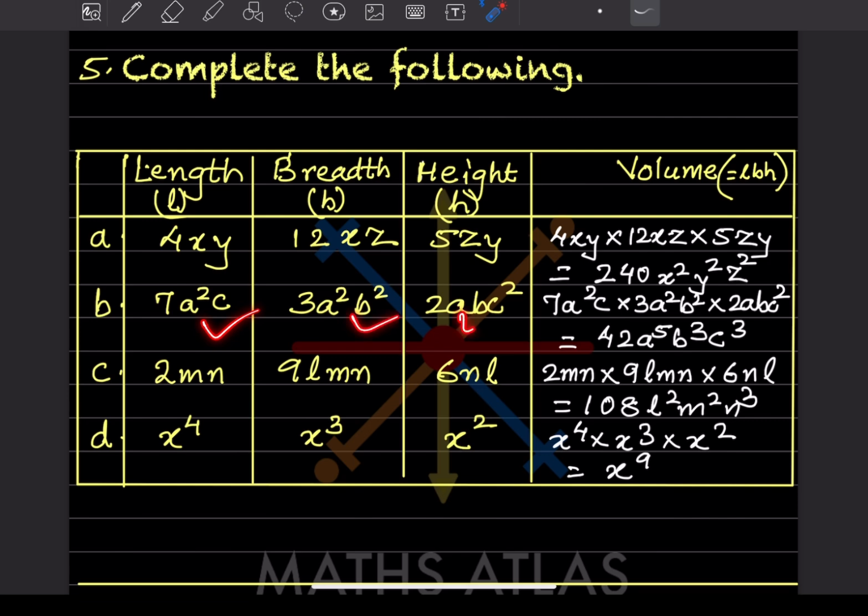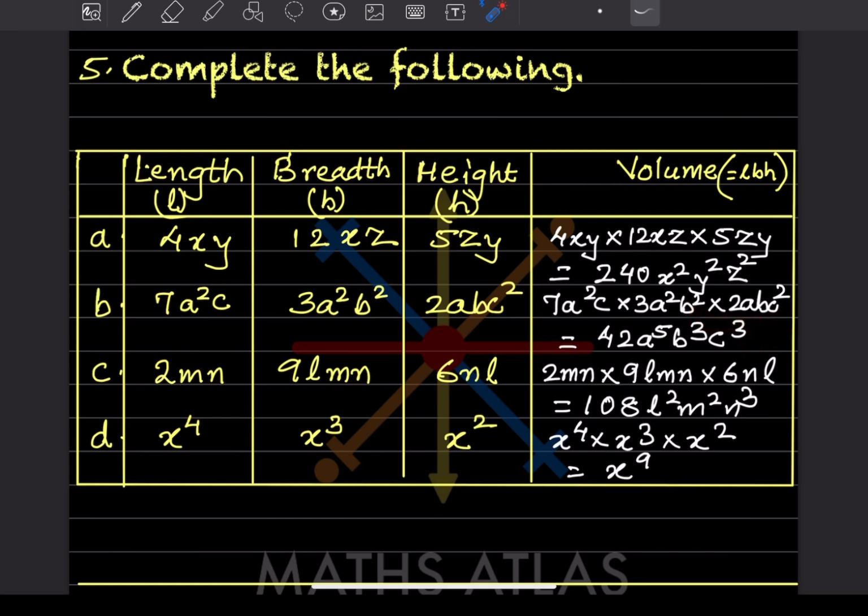So same here, you are going to multiply this into this one. So this is going to be 42. And now see here, how many a's do we have? A square into a square into a. Here a means there will be 1. So 2 plus 1, that is going to be a raised to 5. Same for b, you have to look carefully here. So this is the answer.